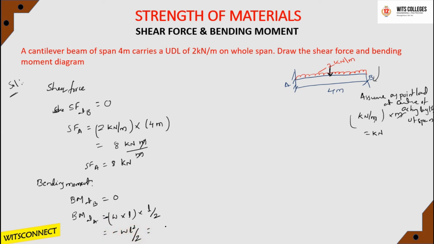So it is minus WL²/2, that is minus 2 into 4² by 2, which equals a bending moment at A of minus 16 kilonewton meter. Now we have to draw the shear force and bending moment diagram. For this, draw two vertical lines. This is point A, point B.